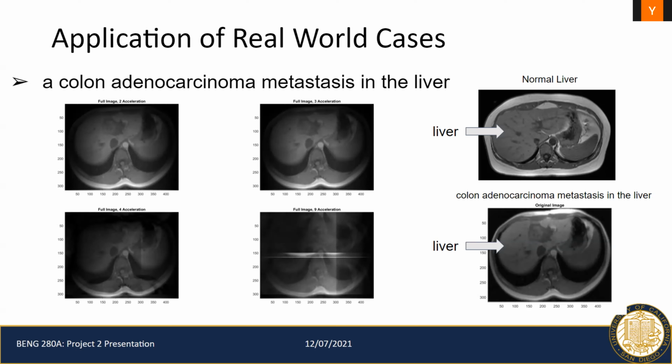It does really affect the quality of the image, but can doctors still make a correct diagnosis from this image, at least for colon adenocarcinoma metastasis? In my opinion, the answer is yes. If there's an emergency or a specific situation where we don't have time to wait for a full-time image, and the doctor can make a right diagnosis from the image with aliasing, then this aliasing is acceptable. However, in an image with 9 acceleration, the aliasing is too severe for the doctor to make a correct diagnosis. So this aliasing is unacceptable.